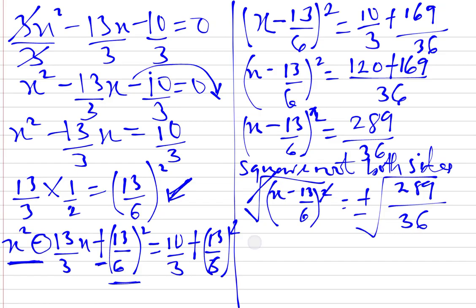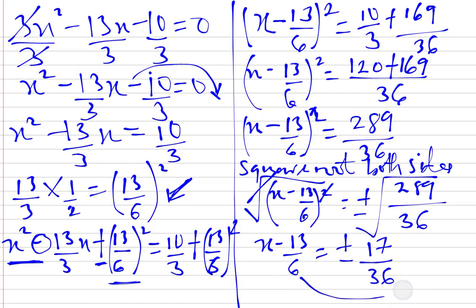So I will have x minus 13 over 6, or no square again. I'm forgetting we square root both sides already. So equals to plus or minus the square root of 289, which is 17, over the square root of 36, because 17 times 17 will give us 289. Are you seeing that? So what's the next thing to do? I will bring this one to this side. So if I bring that to that side, I'm going to have x equals to plus or minus 17 over 6.